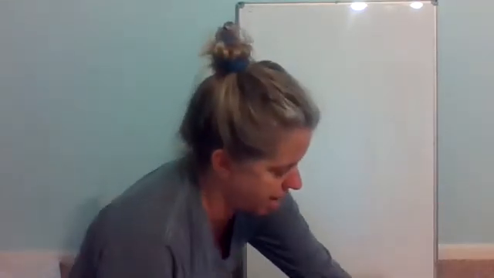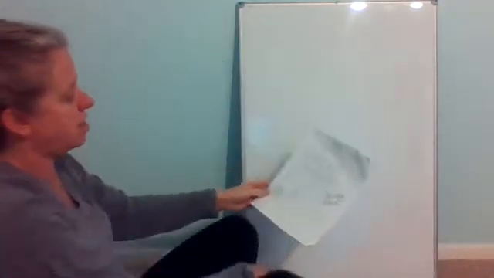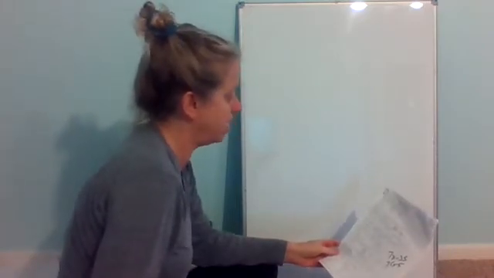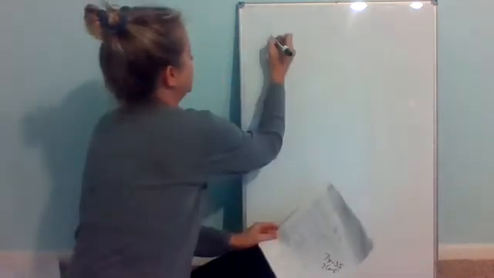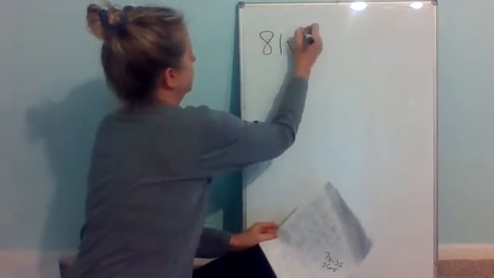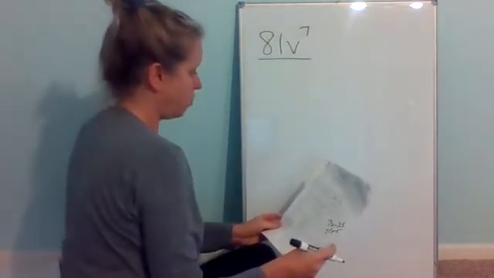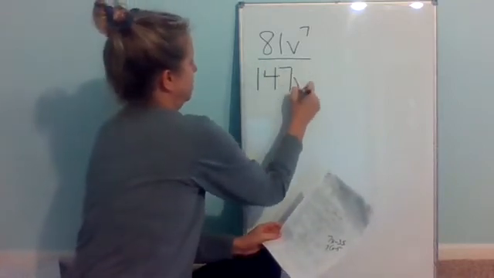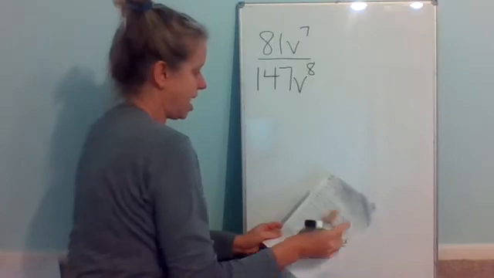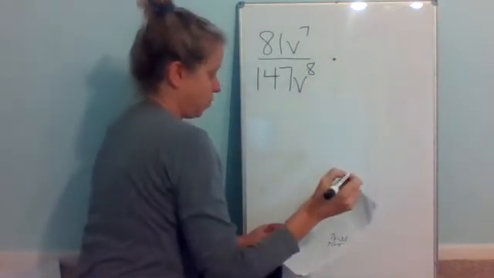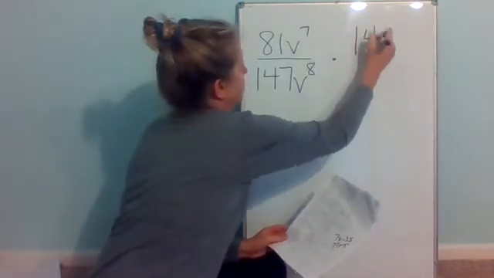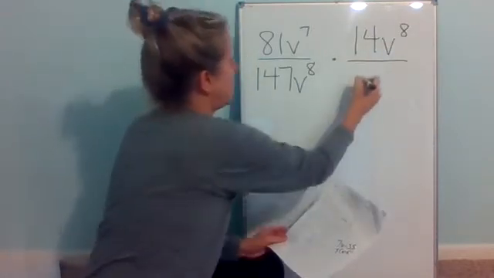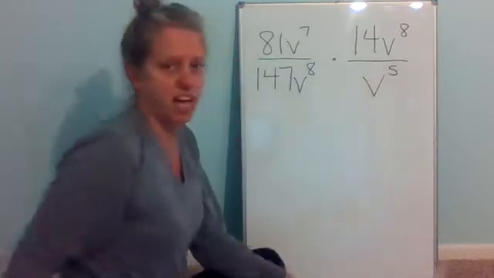So let's see. Now moving into the 7.2 work. Let's see what we have for a problem like number 1. We have 81 b to the 7th over 147 b to the 8th times 14 b to the 8th over b to the 5th.